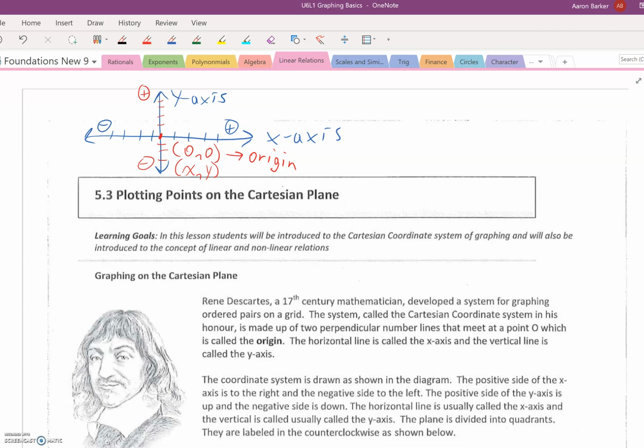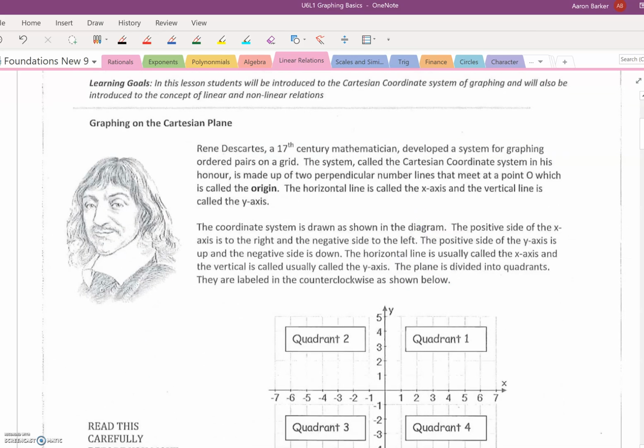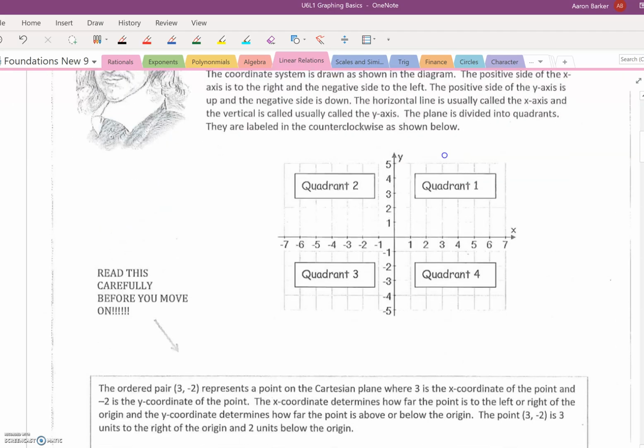So, read this real carefully, a little bit of history on the Cartesian coordinate system. It's relatively new math, 17th century, but this is a huge part. This goes into grade 11, grade 12, into university, and we tie this with trigonometry, and then that leads us into calculus.